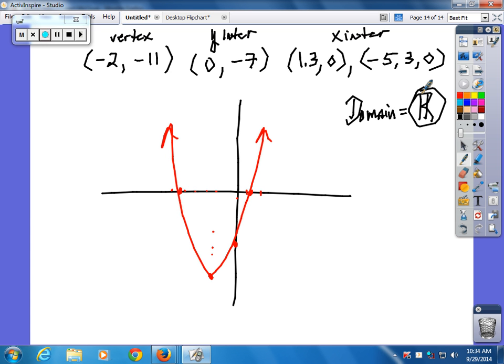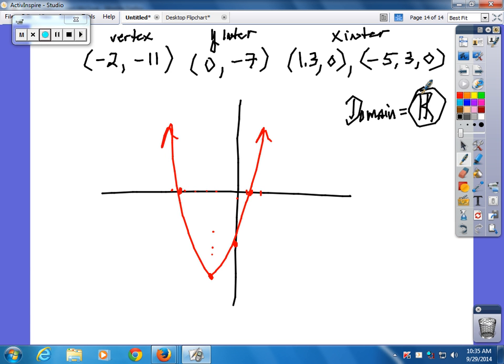90% of the time, unless the teacher tells you or the directions tell you, a quadratic domain is going to be what? All real numbers. Because you can put anything in it. You can put a negative, you can put a fraction, you can put anything you want to in it. It'll give you another number. It's not going to give you an undefined function.